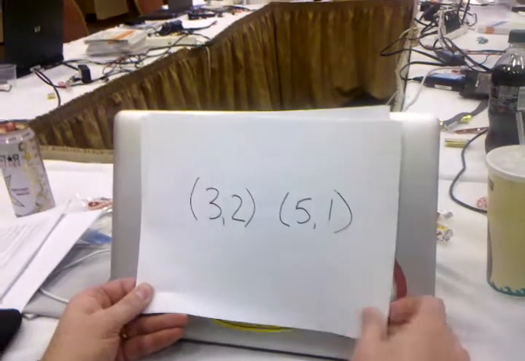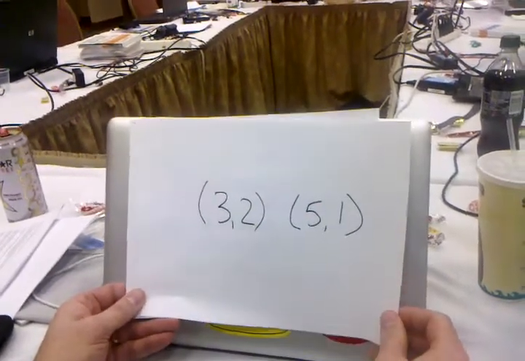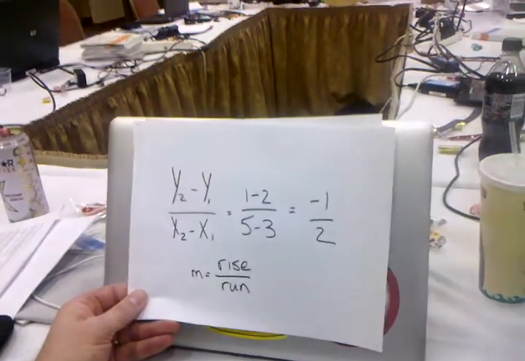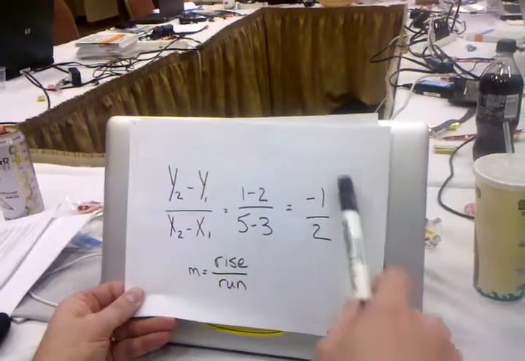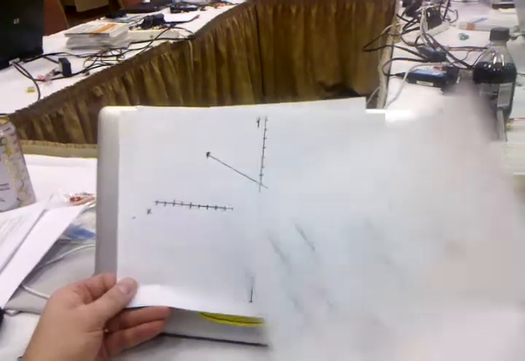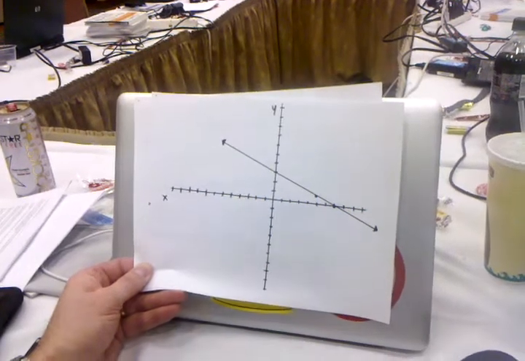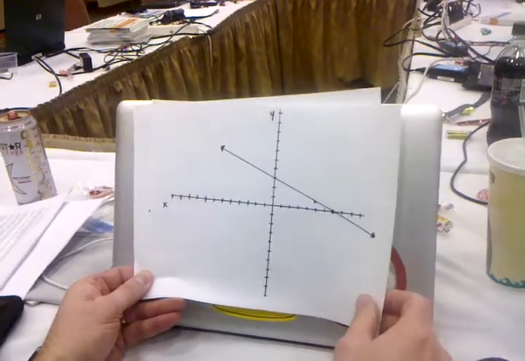Next ordered pair numbers we're going to do is a 3, 2, and a 5, 1. And again, if we take and put it into that same equation, you notice that we subtract those ordered pairs and we end up with a negative 1 over 2, which represents a negative line. So the line goes from bottom right to top left.